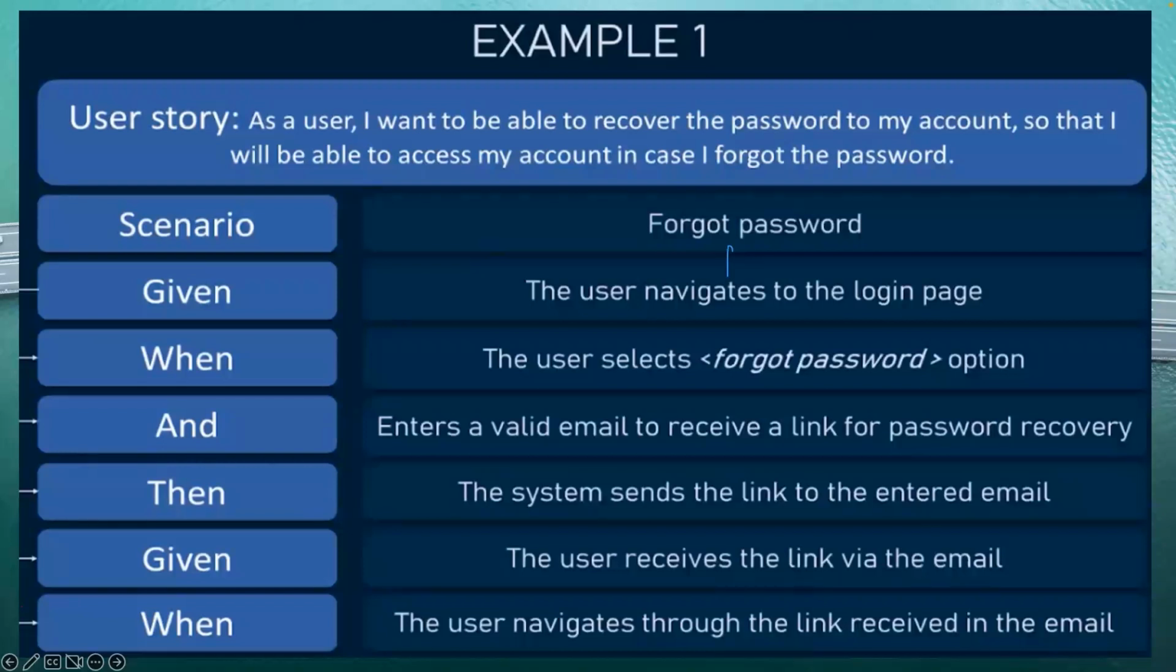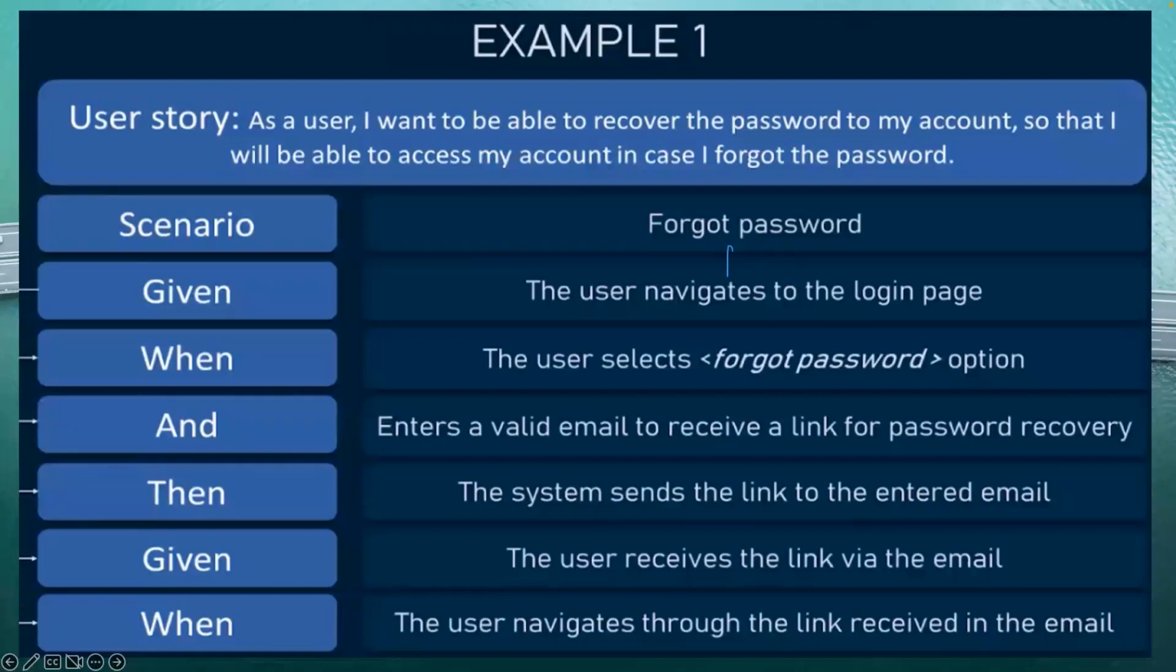So this one says, given that the user navigates to the login page, what is the action? When the user selects the forgot password option. Then the system sends, so what is the system sending the link to? So you see the essence of ensuring that you are going in steps. You're taking it one step at a time. If they click on the forgot password option, what's the next step? After that, what is the user going to encounter? What are they going to see?